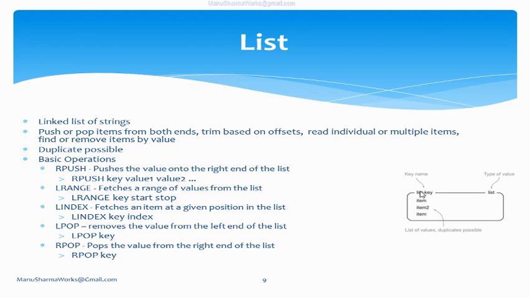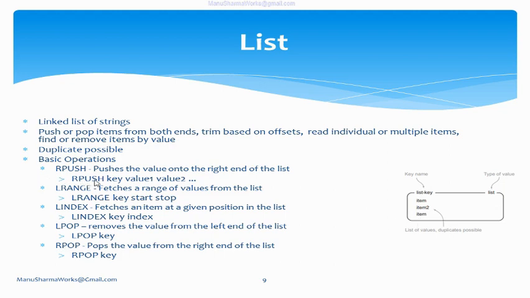So we can write values from both ends, from the left hand side or from the right hand side. There are push operations for pushing the value from left and right. So R push is writing the value from the right hand side, L push is writing the value from the left hand side. And in order to remove it, there is L pop and R pop. L pop removes from the left hand side, R pop removes from the right hand side. So these are the commands.